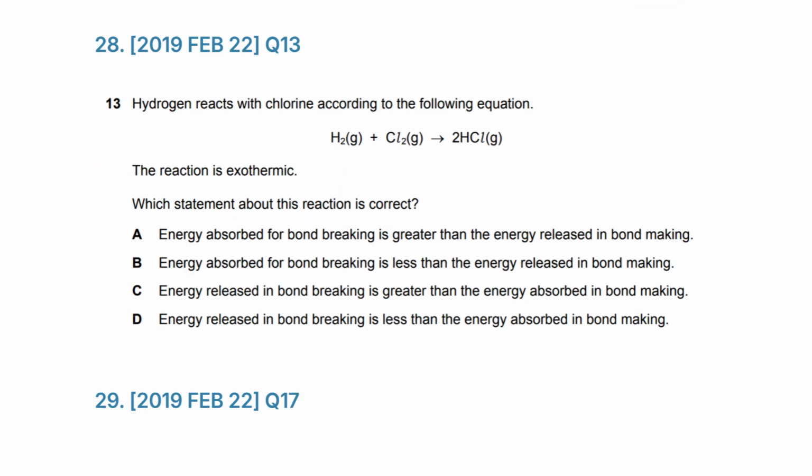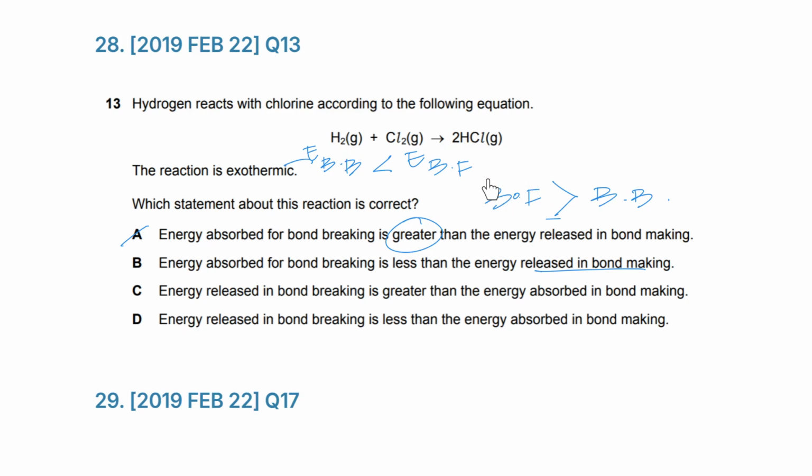Hydrogen reacts with chlorine according to the following equation. The reaction is exothermic. What statement is correct? If it's exothermic, that means the energy taken in during bond breaking is less than the energy given out during bond formation. Energy absorbed for bond breaking is greater? No, it's less. Why? Because if it was greater, then it would be endothermic, not exothermic. Energy absorbed during bond breaking is less than the energy released in bond making.